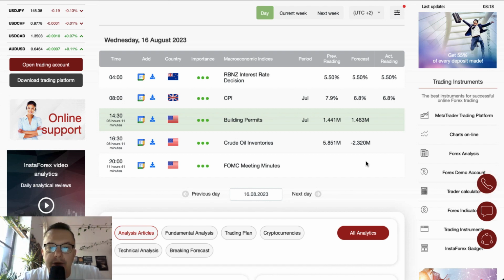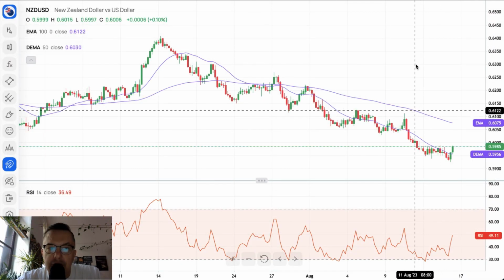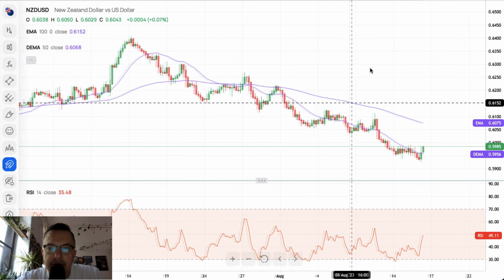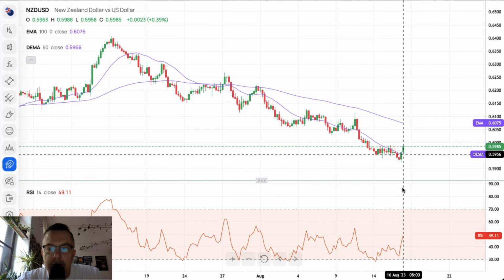took place overnight, let's take a look first at the New Zealand dollar versus the American dollar. This is the 4-hour chart of the New Zealand dollar versus the American dollar. So what do we see here? It's quite obvious, a downtrend.